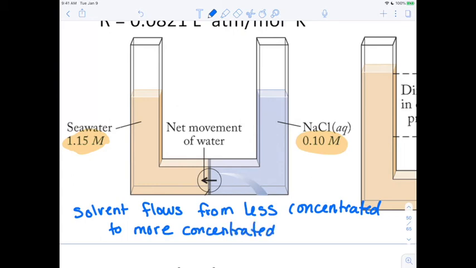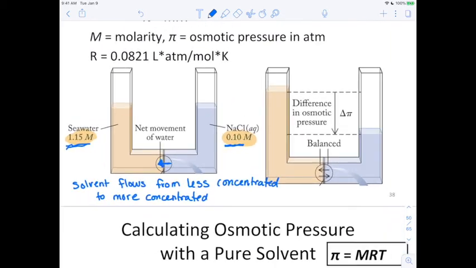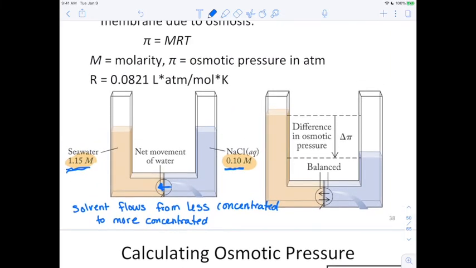The idea is this 0.10 is too dilute and the 0.15 is too concentrated. So the dilute solution is sharing its solvent with the concentrated solution in an attempt to equalize the concentrations. Now, as that happens, you notice the solution here on the right-hand side starts going down, and it increases on the left-hand side. Now, in theory, it's going to keep flowing across and across until we have almost all of our solution on the left-hand side.